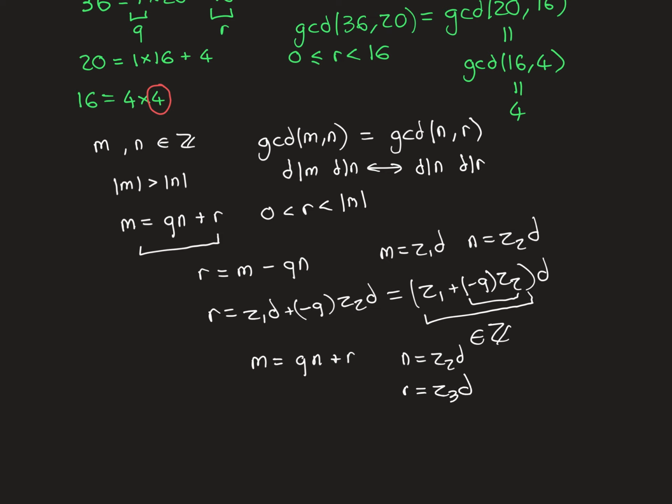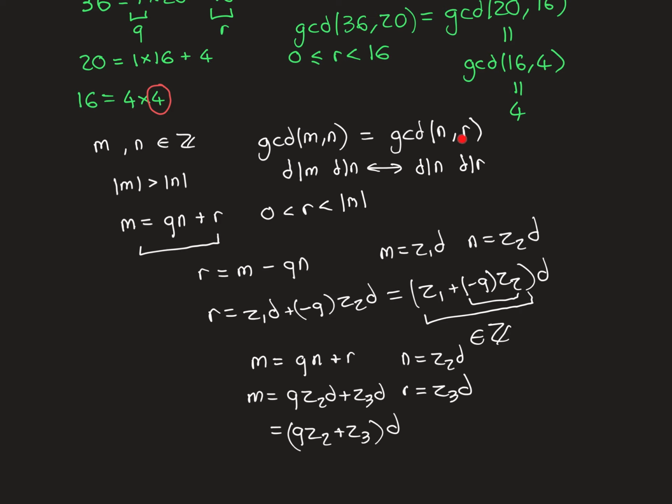So just substitute those in now. We'll have that m is equal to q z2 d plus z3 d, and then just factor out that d: q z2 plus z3, times d. Again, the integers are closed under multiplication and addition, so this thing is going to be an integer. So we've got some integer times d, which is exactly the definition of d being a divisor of m.